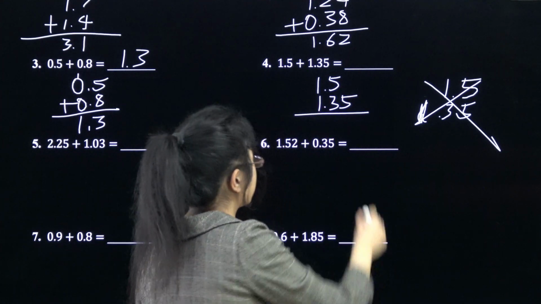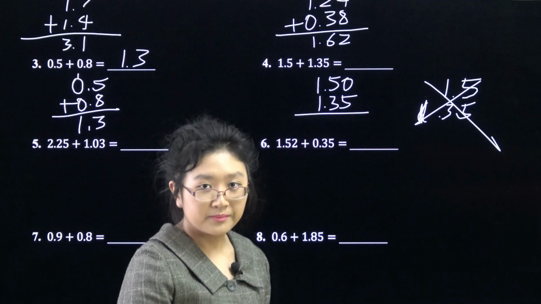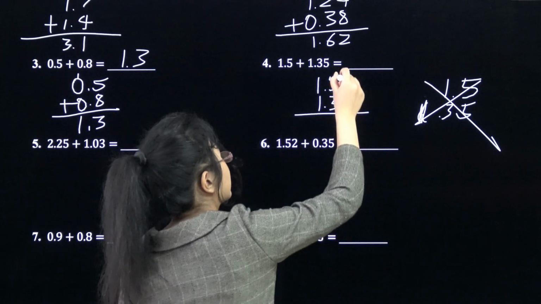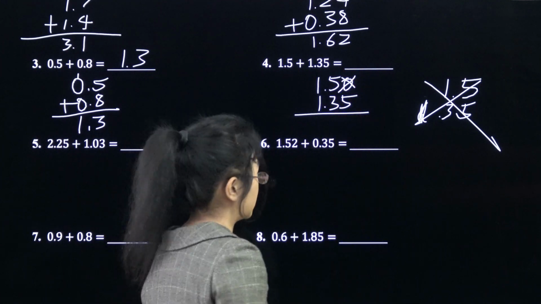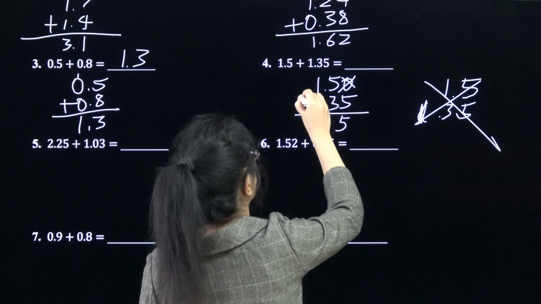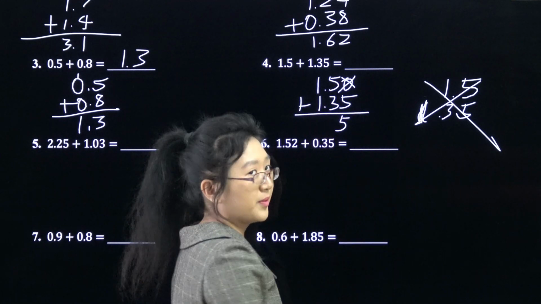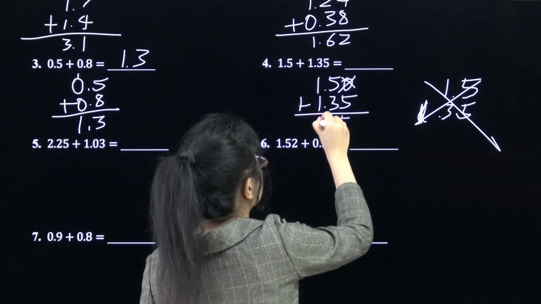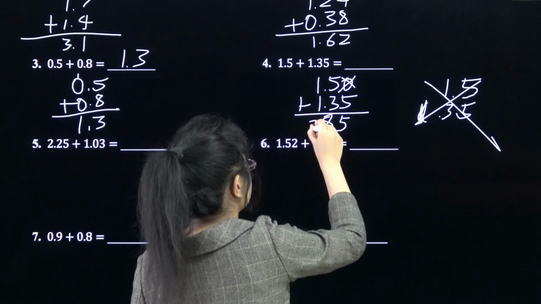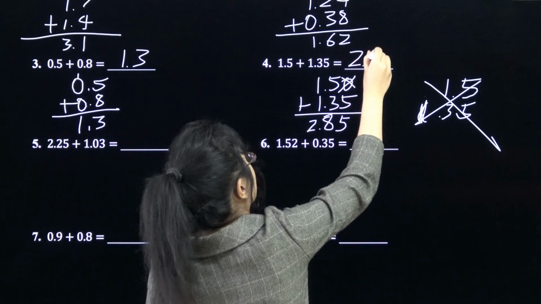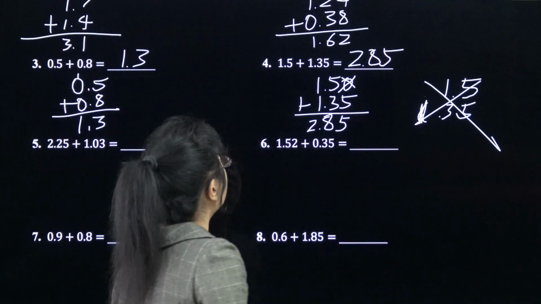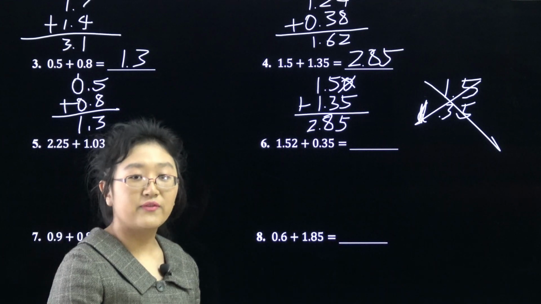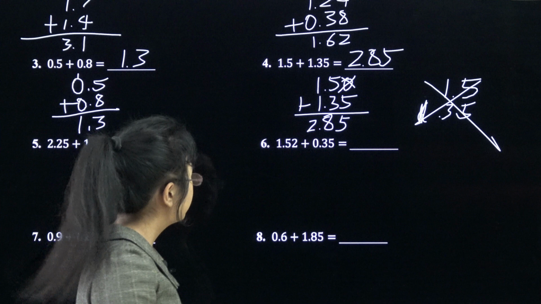You can use 0 over here as a placeholder, but you actually really don't need it, at least for addition. So over here it's just 5. And then 3 plus 5 equals 8, decimal place. 1 plus 1, 2, 2.85. 1.5 plus 1.35 equals 2.85.